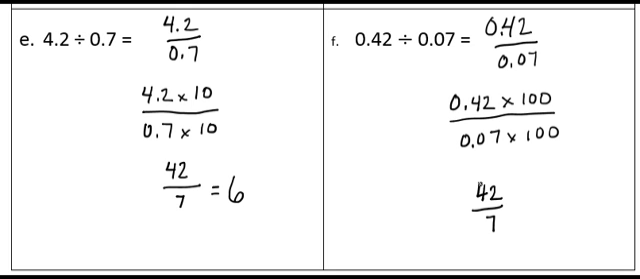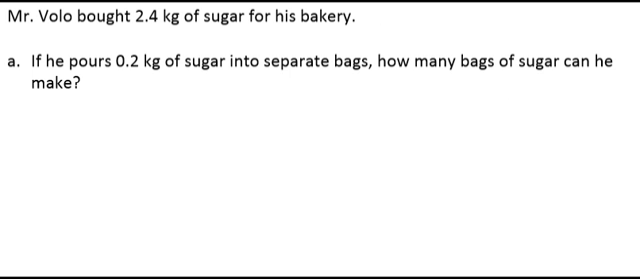Now I just have to read this as a division problem. 42 divided by 7 equals 6. This time it takes 6 groups of 7 hundredths to make 42 hundredths. We can use the same strategy to solve word problems.